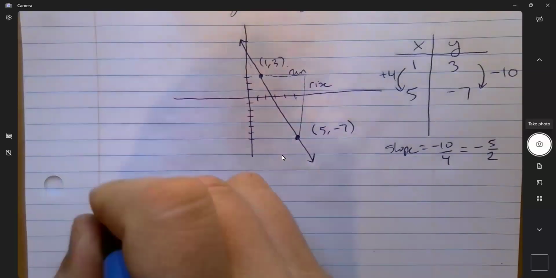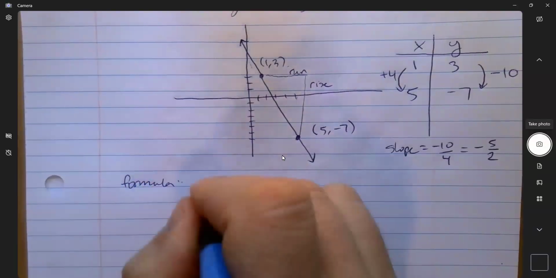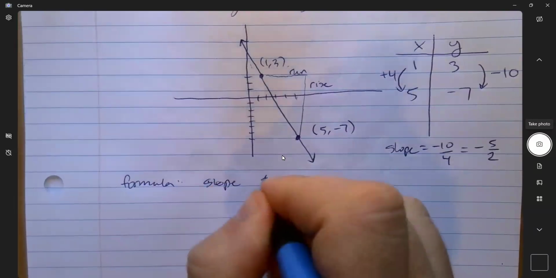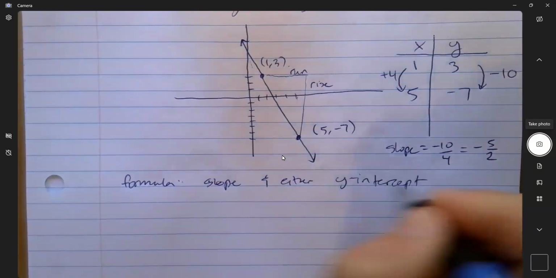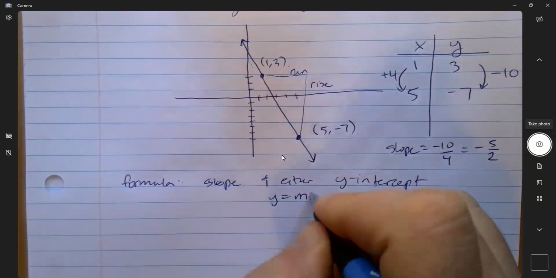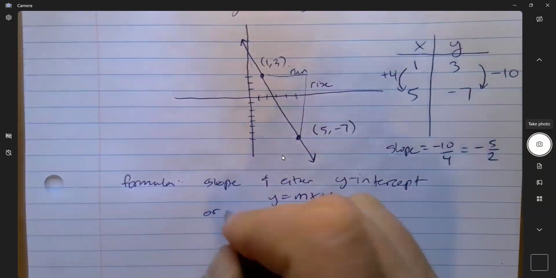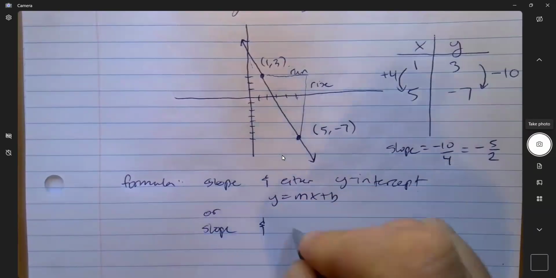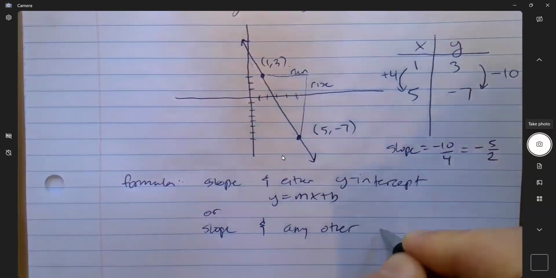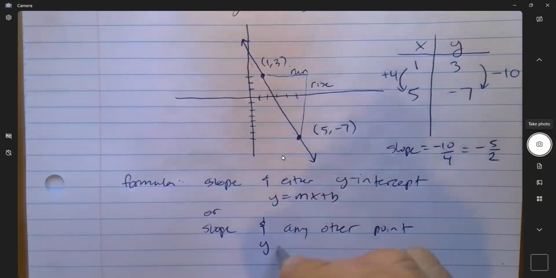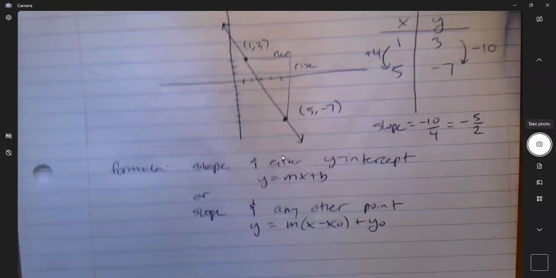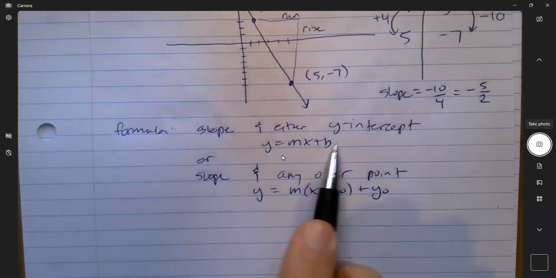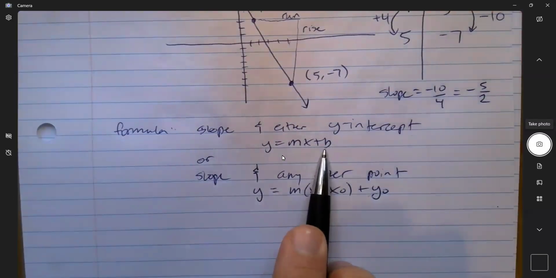Now, if I want a formula, I need the slope and either the y-intercept, which allows me to do y equals mx plus b, or the slope and any other point. That will allow me to do y equals m times (x minus x naught) plus y naught. Now, I generally recommend that you go ahead and find the y-intercept. It makes things easier to use.